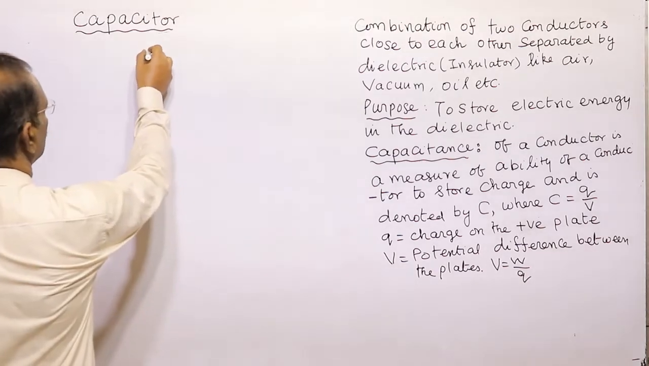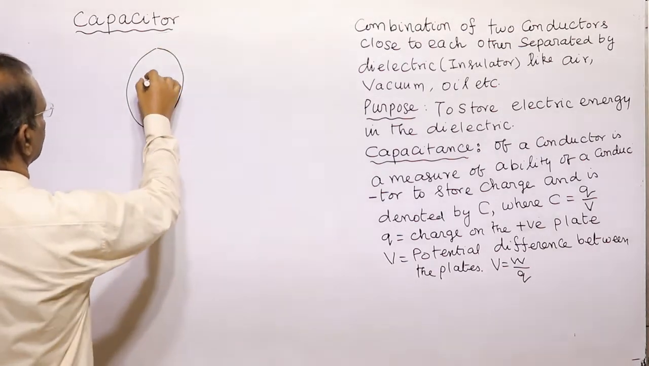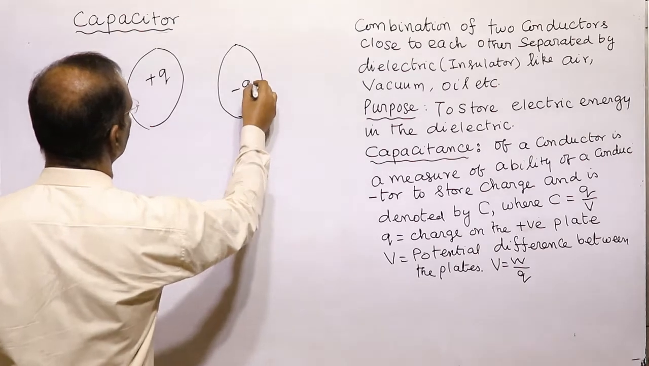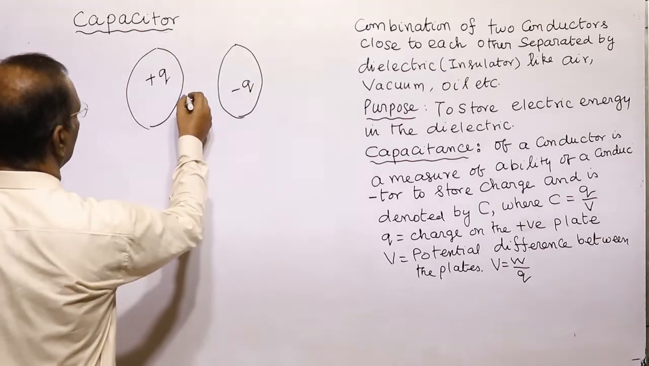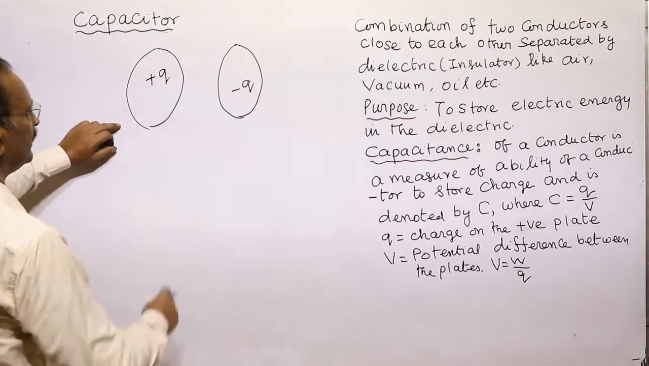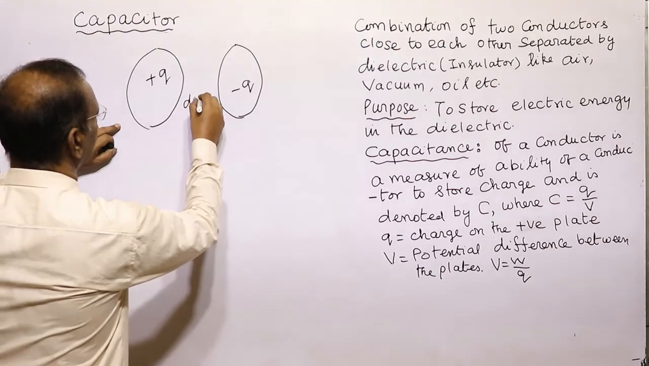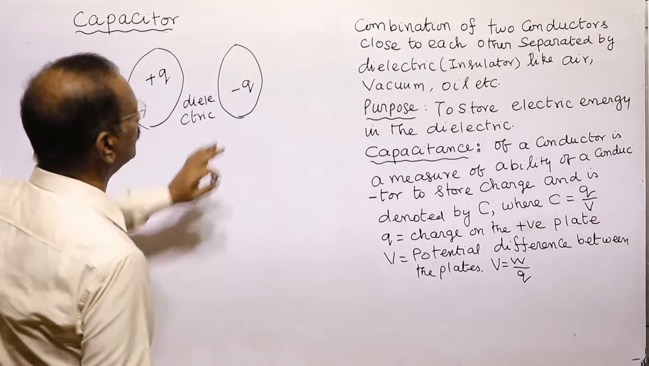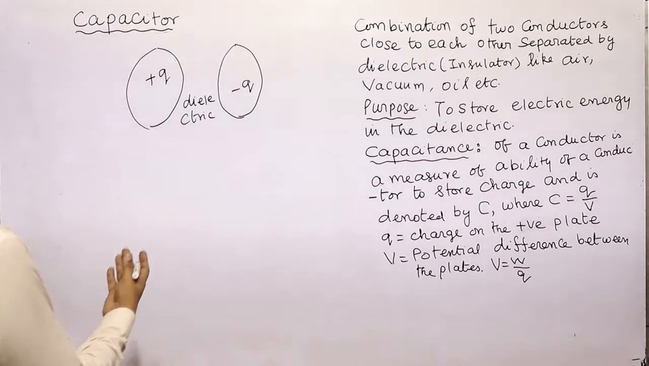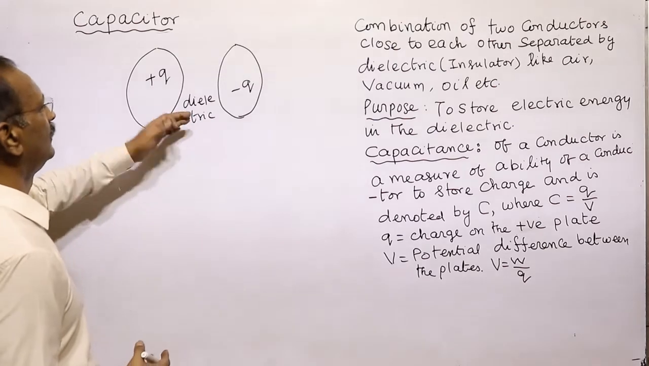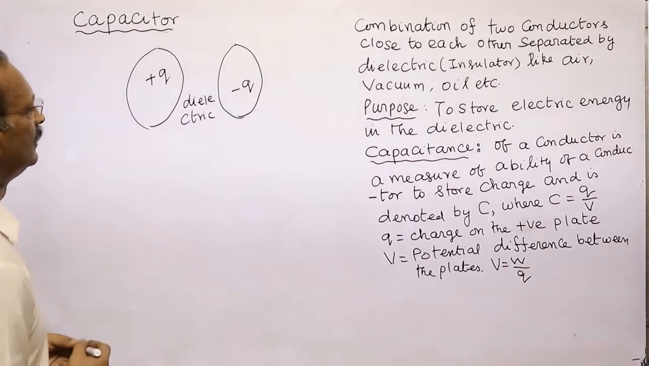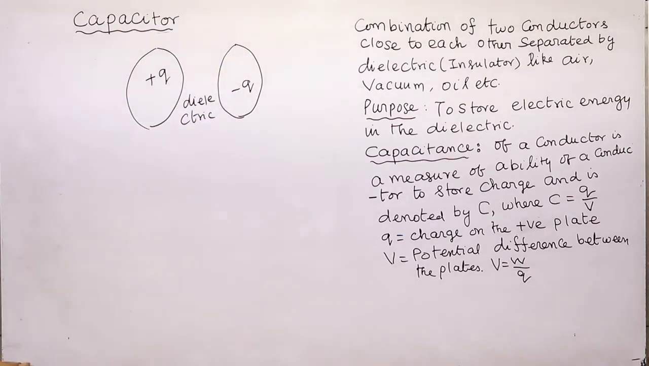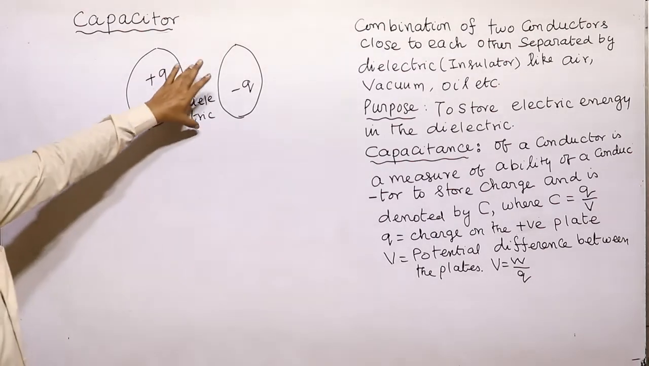Capacitor is nothing but two charged conductors, plus Q and minus Q, separated by a small distance with a dielectric in between both the charged plates. The dielectric may be vacuum, oil, or air. This arrangement is called a capacitor. The purpose of the capacitor is to store electrical energy within the dielectric.